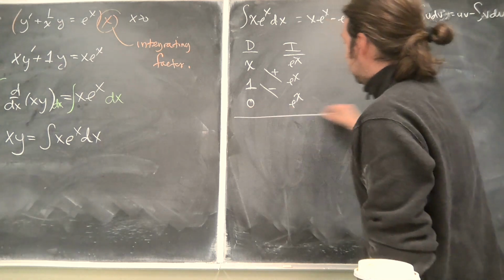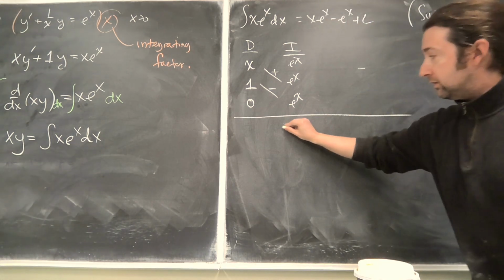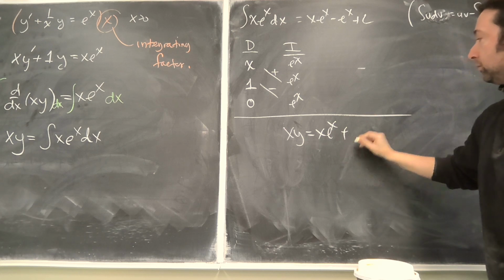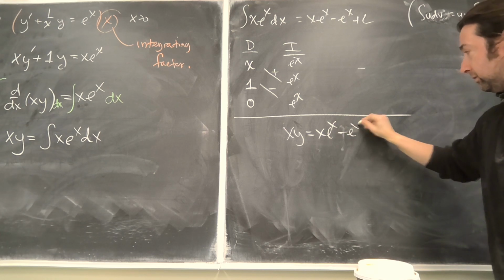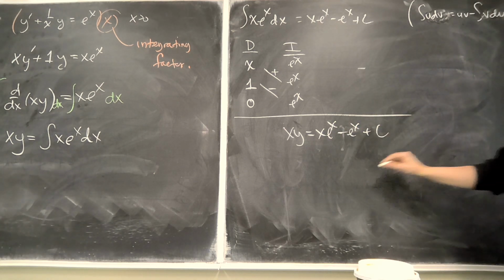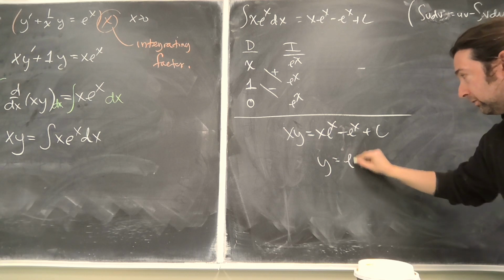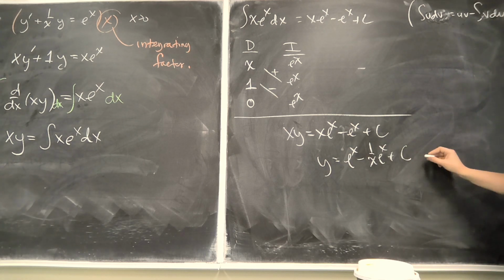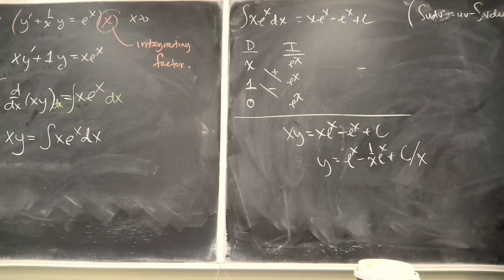Okay, so what that would say in the case that we're working on is xy is equal to x e to the x minus e to the x plus c, and that means that y is equal to e to the x minus 1 over x e to the x plus c divided by x.